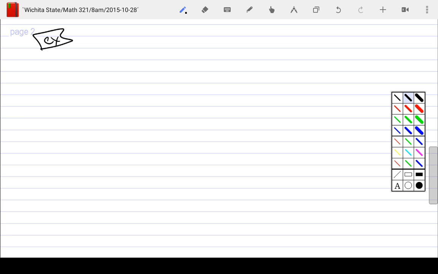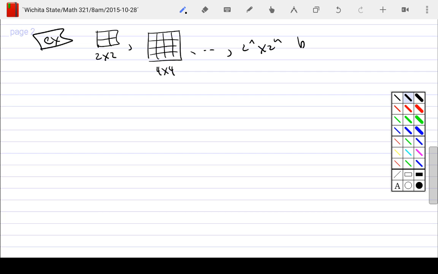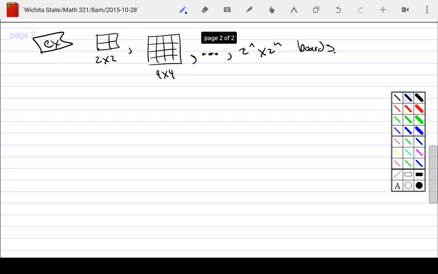If you have a 2x2 board, a 4x4 board, all the way up to a 2 to the n by 2 to the n board, right? So these are my objects. This is my universe of discourse. This is the thing I'm talking about. It's obviously countable. It's the first, the second, the third. It's well ordered.